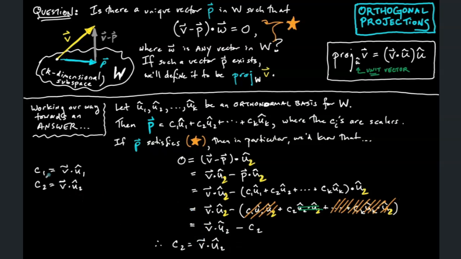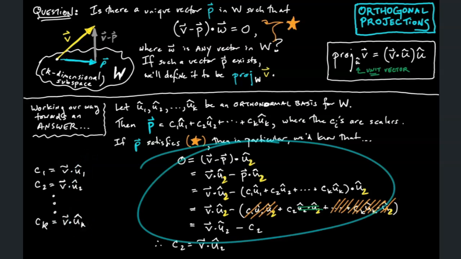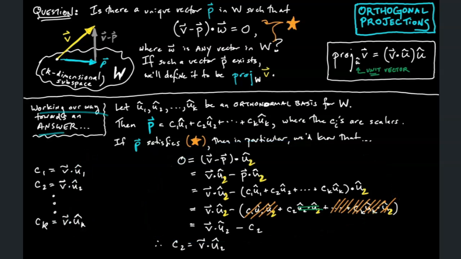So now we know not only what the first constant is, but also what the second constant is. And I'm sure you can see the same thing happens all the way down until we get to the kth and last constant, which will be V dotted with Uk, the last of the orthonormal basis vectors. So now we know what all of the constants we were looking for look like in terms of V and the orthonormal basis vectors. So let's do some compression over here as we continue our work towards an answer.